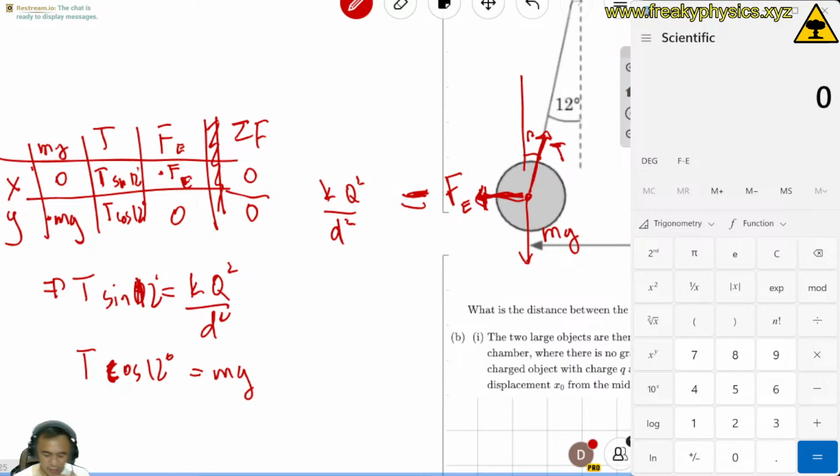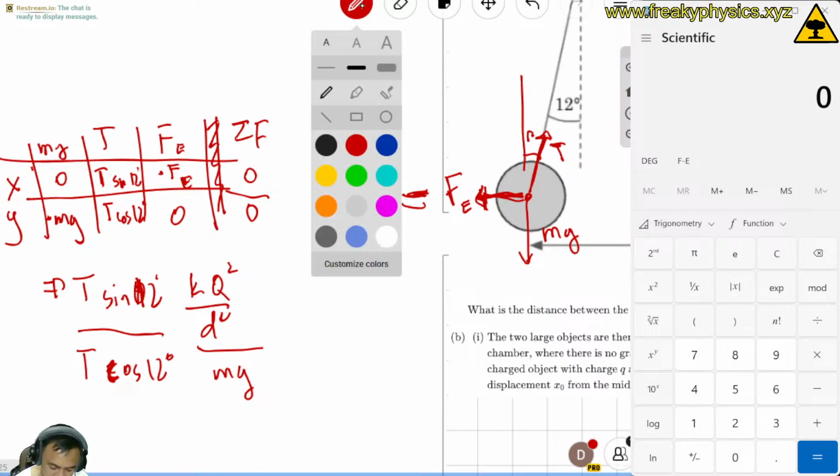Okay, now we can do substitution for t, or we can just divide the first equation by the second equation. So if we do this, we do that, right? Okay, so once we do... Sorry, go ahead. The FE, is it cancelled out by the horizontal component of T? Yes, it is, because it's stationary.